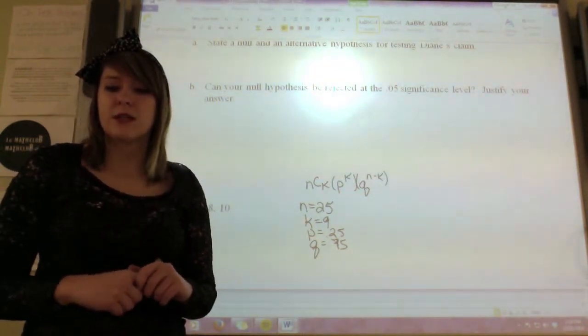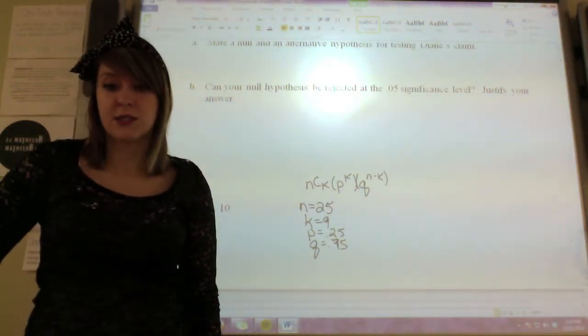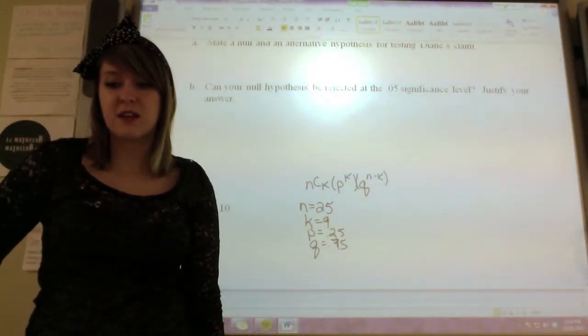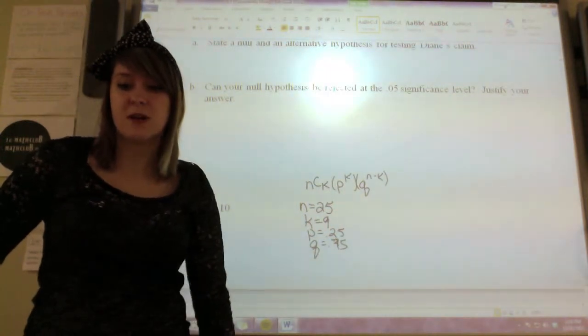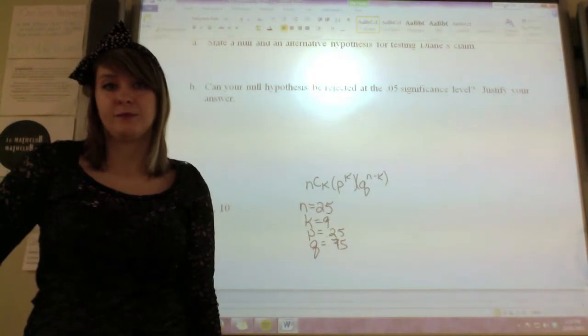And then the last one says, now suppose when you draw a card, your friend will tell you the actual card you drew instead of the suit. If your friend correctly guesses your card 23 out of 25 times, would you be convinced that your friend was psychic? Why or why not?